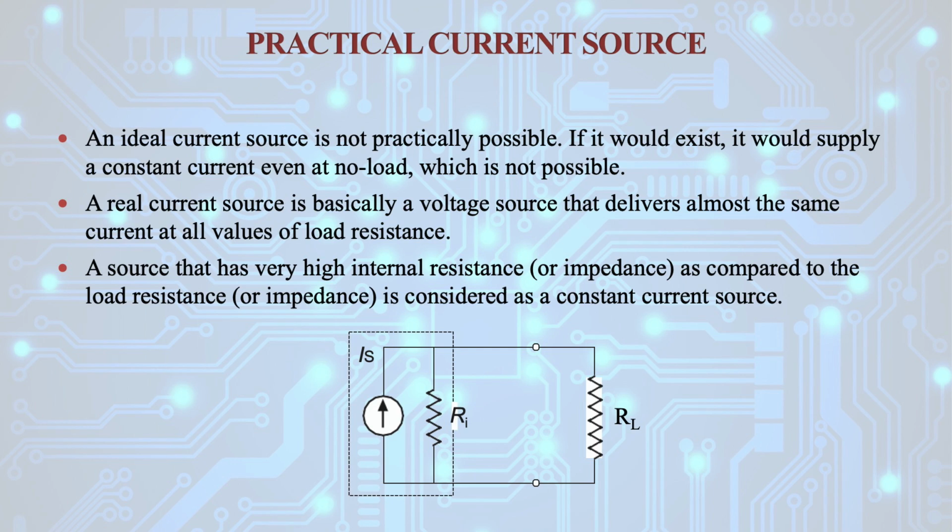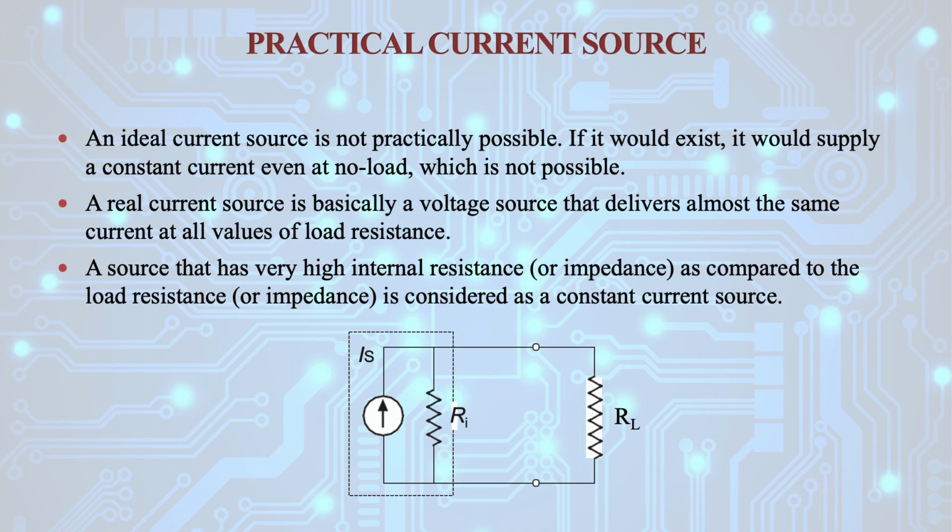Now we have to understand the practical current source. An ideal current source is not practically possible. If it would exist, it would supply a constant current even at no load, which is not possible. A real current source is basically a voltage source that delivers almost the same current at all values of the load resistance.